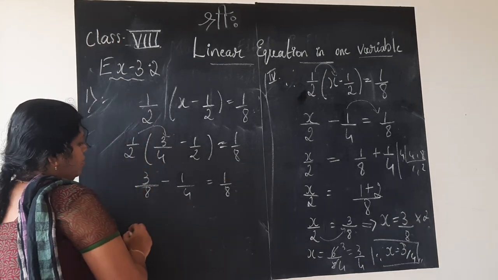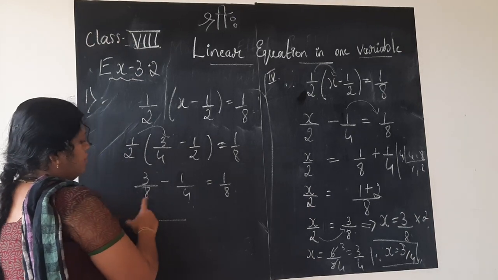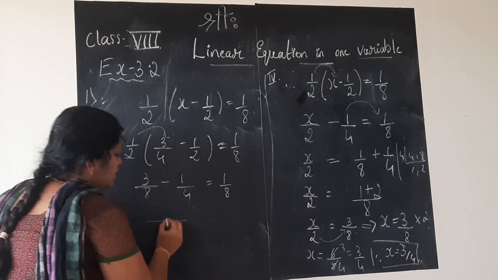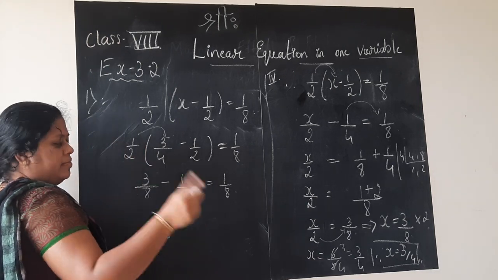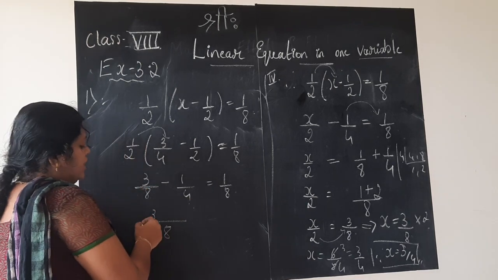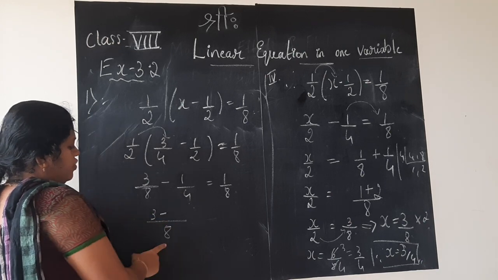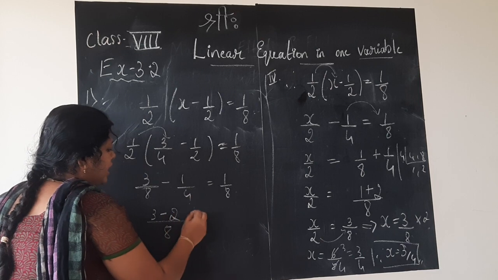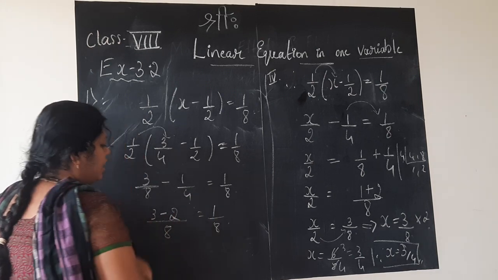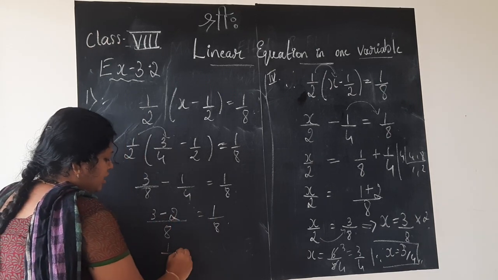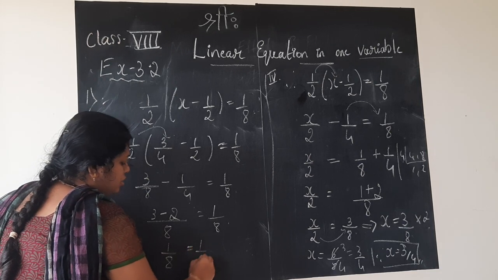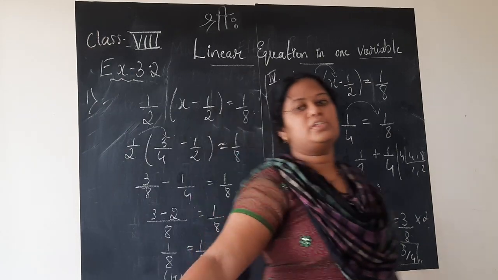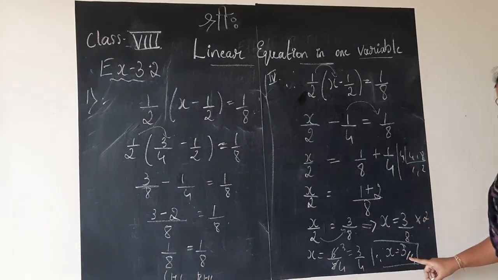Now you cannot simplify 3 by 8. Instead take LCM for what? 8 and 4. LCM of 8 and 4 is clearly 8. See, 8 ones are 8. Remainder 1. 1 into 3 is 3. Minus 4 ones are 4, 2 4s are 8. So 2 into numerator 1 is 2 again. 3 minus 2 by 8 is 1 by 8. How much is 3 minus 2? 1 by 8 is equal to 1 by 8. Didn't we get LHS is equal to RHS? So by this equation we can say that X equals 3 by 4.